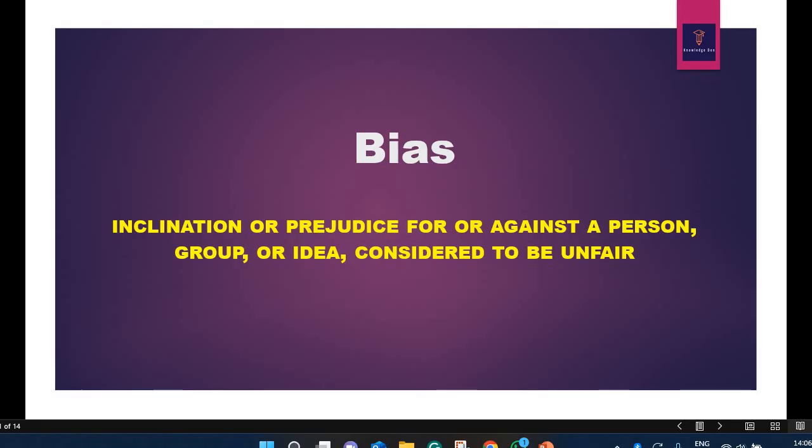So, bias is actually the inclination or prejudice for or against a person, a group, or idea. Like, I favor a particular person for whatever reason, or a group, or I'm always against a particular person or a group or an idea for whatever reason. And then right or wrong doesn't come into the picture. It's just a bias. It's just like a soft spot for this side and always against the other side or other person. That is the general meaning of bias.